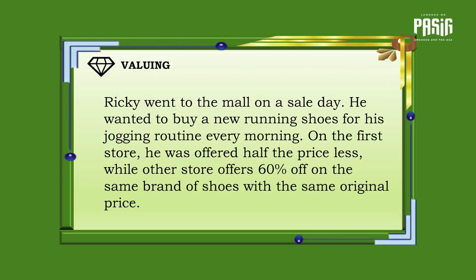Let us now proceed to the next part of this module, which is the value wheel. Ricky went to the mall on sale day. He wanted to buy new running shoes for his jogging routine every morning. At the first store, he was offered half the price less, while the other store offers 60% off on the same brand of shoes with the same original price.